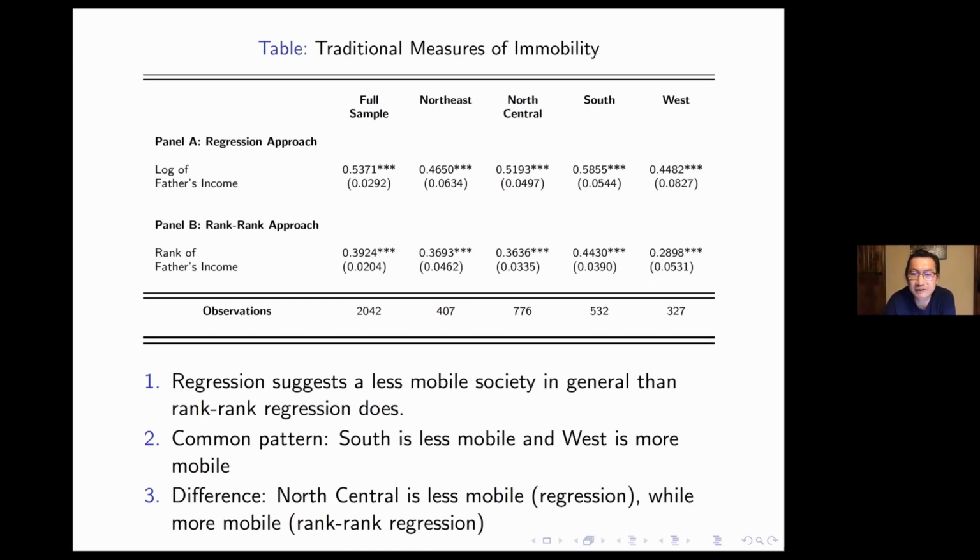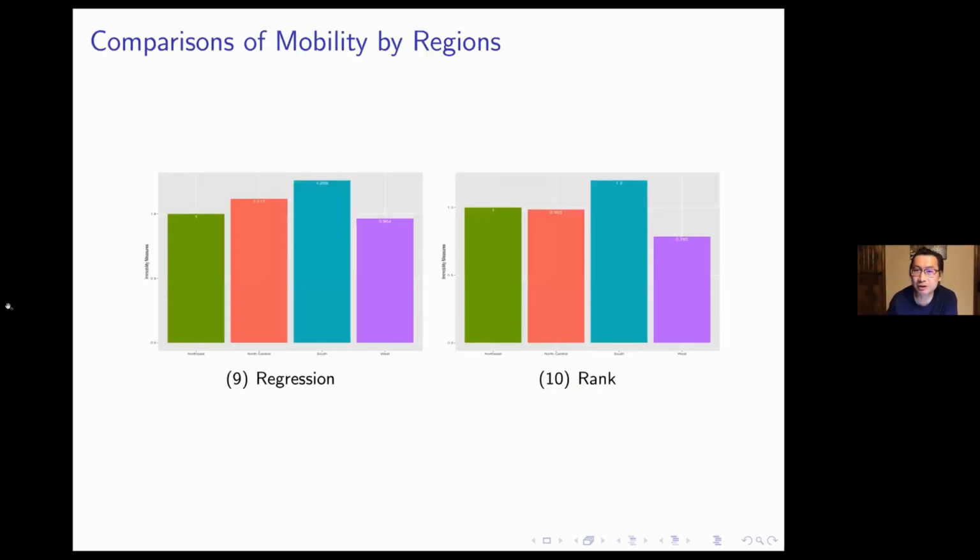For the regression, you can see North Central is less mobile, and with rank regression, you can see North Central actually is more mobile. The question is whether or not other common patterns will be sensitive to the approaches we use. So let me summarize this using this graph.